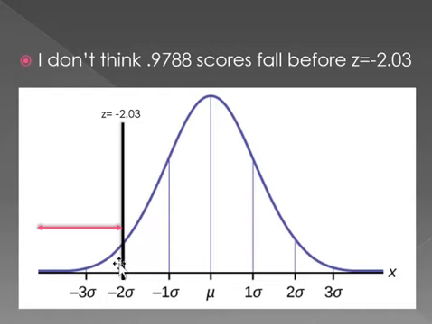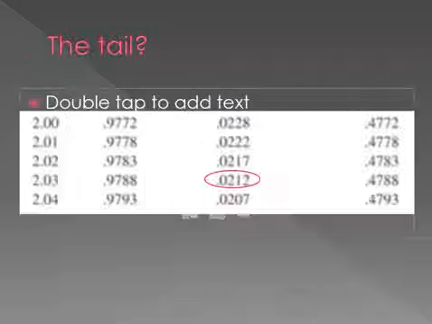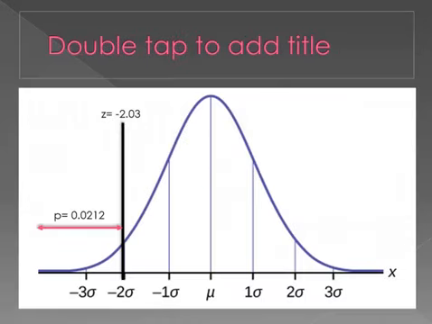If I'm looking for the proportion at or below this value, just by eyeballing it, I don't think 0.9788 of all of our scores fall at or below negative 2.03. Seems more likely that those scores would fall in the tail, right? Which shows a proportion of 0.0212, right? So that makes sense.